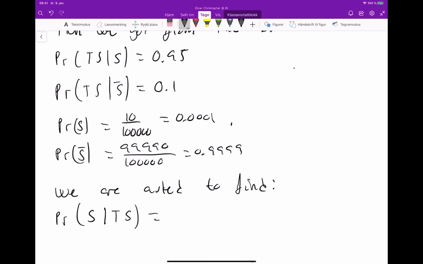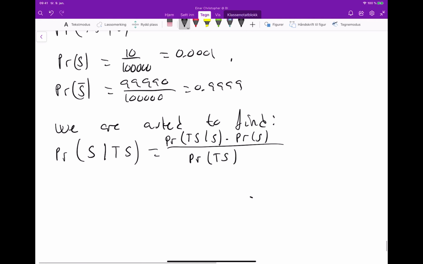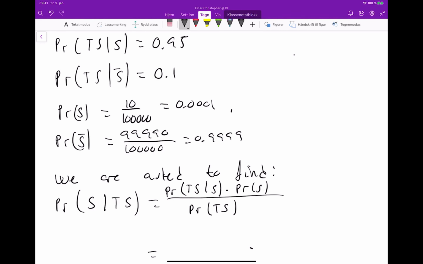Let's now do it. So the formula, this is Bayes' theorem, so we get the probability of test says sick given that you are sick times the probability of being sick or infected divided on the probability that the test says sick. So then we put in the numbers. We see that the first one is 0.95. We see that the next one is 0.0001.